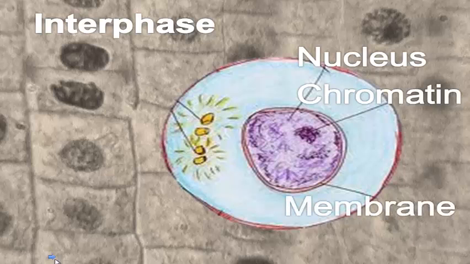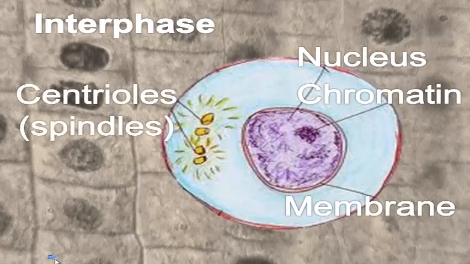Then you have the nuclear membrane that surrounds the entire nucleus. One thing that we do not see inside the cell is the endoplasmic reticulum. We do not see the mitochondria, the vacuoles. They are here. We just don't draw them so we can see this process happening easier. Centrioles, spindles. The spindles are the two off to the side. Their technical term is centrioles, and they are going to go to the opposite ends of the cell, and they will be the reason for the cell to split apart, and we'll see that later on. But this is interphase.